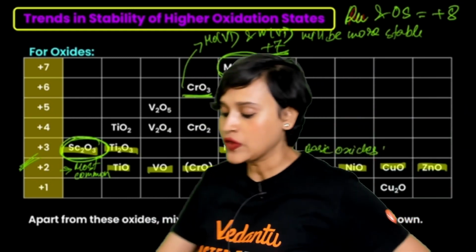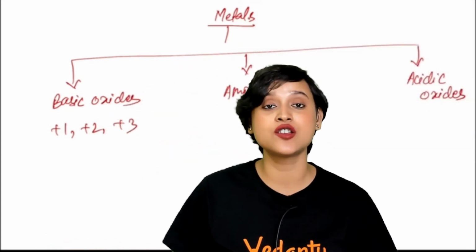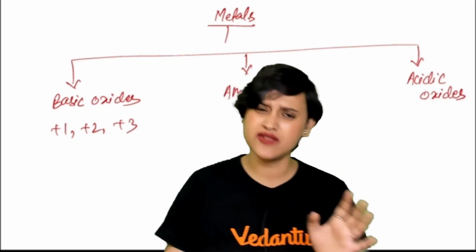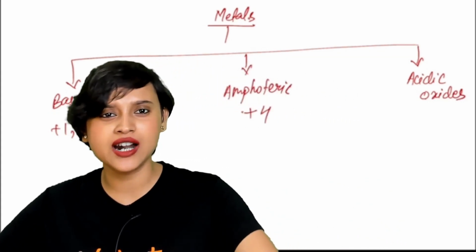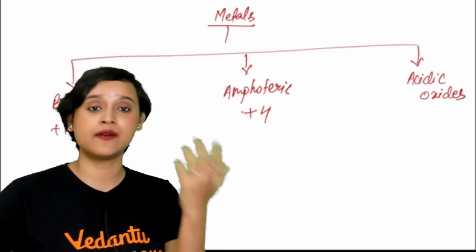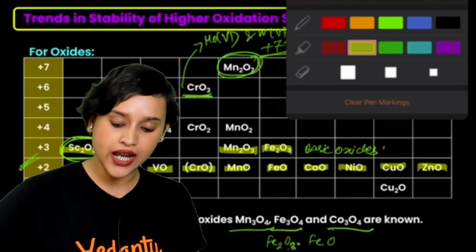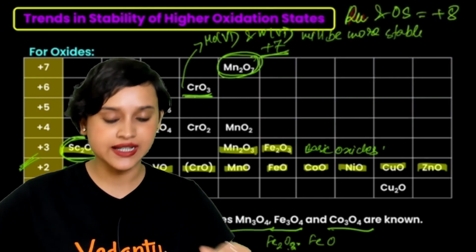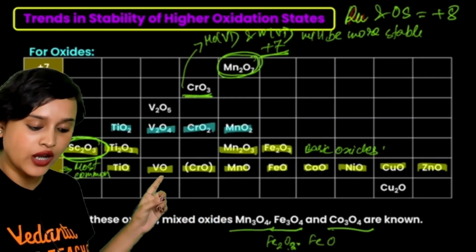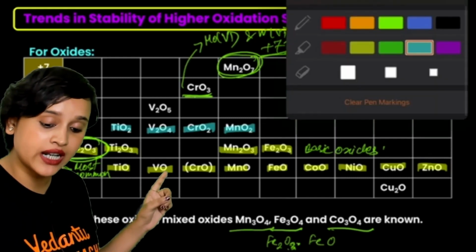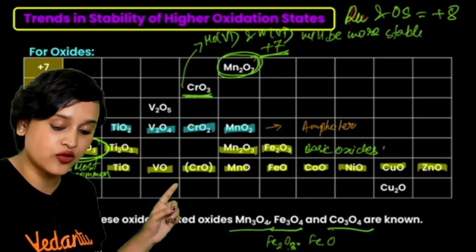Now, moving on. Who is going to show amphoteric oxides, everybody? The +4 oxidation state is, most of the time, not always. We never say always. Let's forget about this word always. Always is not a word in our dictionary when we are chemists. Yes, +4 is amphoteric oxide. Where do we see +4? We can see it here: TiO2, V2O4, CrO2, MnO2. These are all +4 oxidation state. And what did I tell you just now? +4 oxidation state is going to be amphoteric.